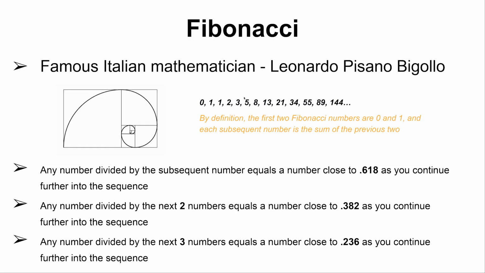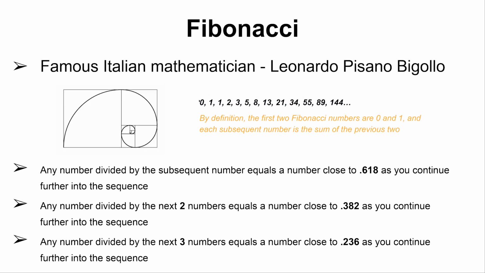The idea behind this is, by definition, the first two Fibonacci numbers are 0 and 1. We can see them right here. And each subsequent number is the sum of the previous two. So what do we mean by that? Well, 1 plus 2 is 3. 3 plus 5 is 8. 8 plus 13 is 21, and so on.